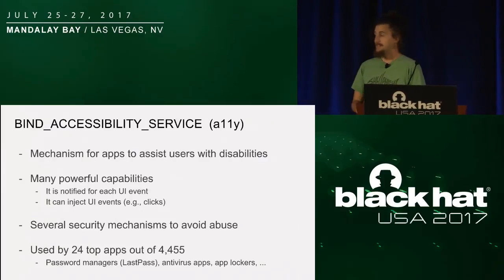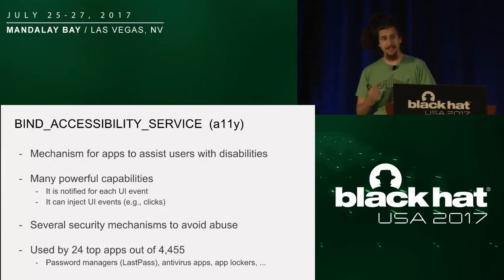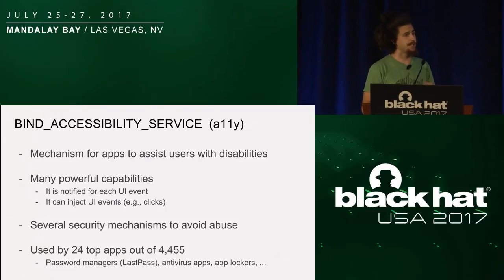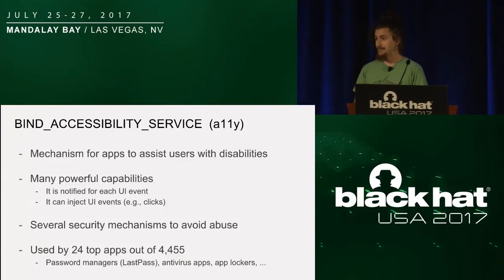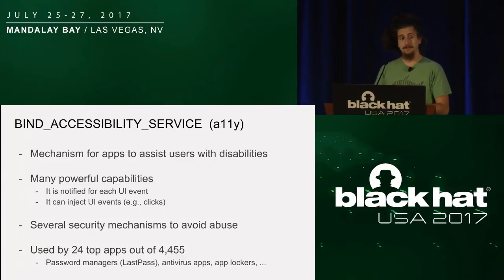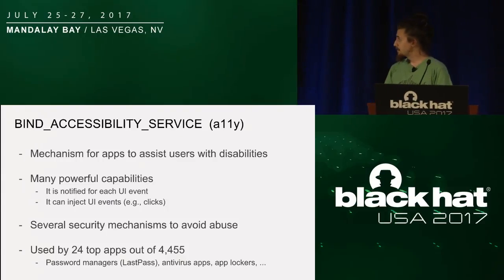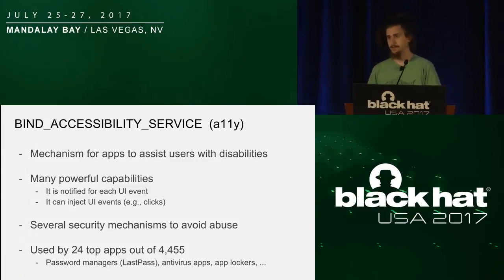The second permission is the accessibility service. In theory, it's a mechanism through which an application can assist users with disabilities. And it is very, very powerful. It is notified for each UI event, and it can also inject UI events, such as clicks and so forth. There are some security mechanisms to prevent abuse, but it's very, very powerful. And it's also used by a number of applications, not that common, but is actually used. For example, LastPass is using this permission to automatically fill your password in your forms.